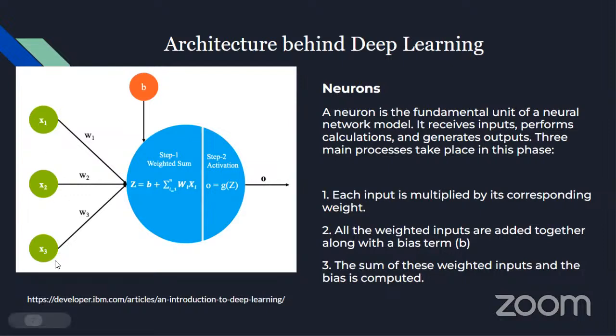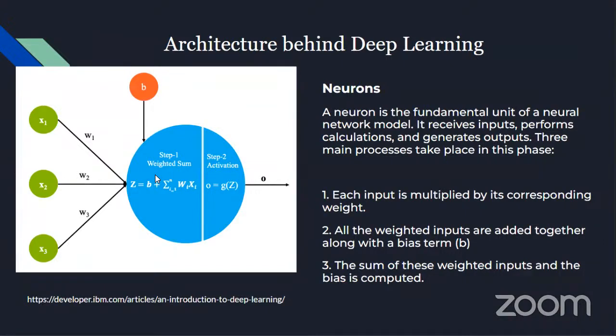So there will be multiple inputs entering. Then every input has a weight assigned to it. The input value is multiplied with the weight, and then all the inputs are aggregated. They are added up. There is a bias also.